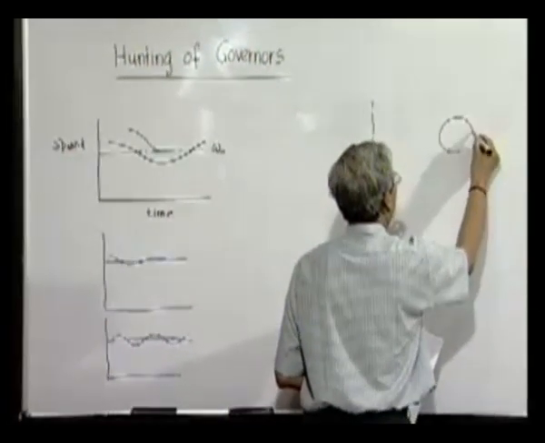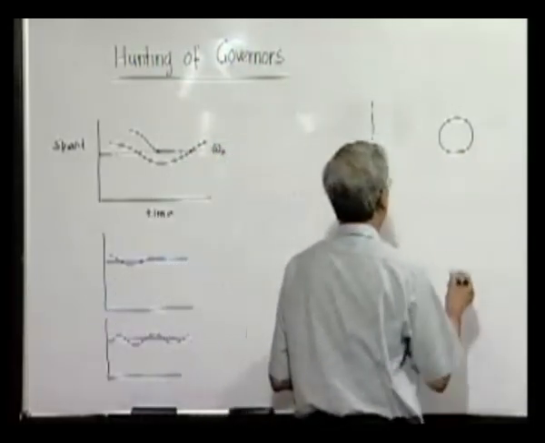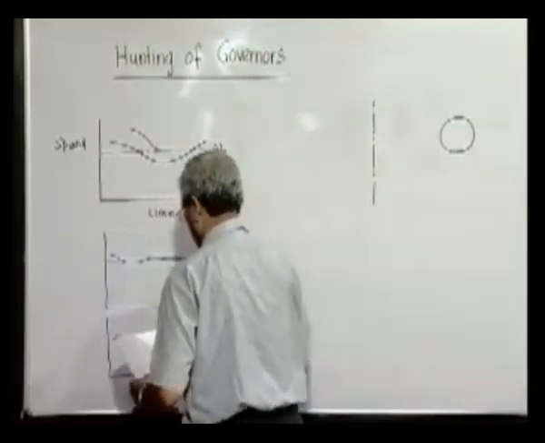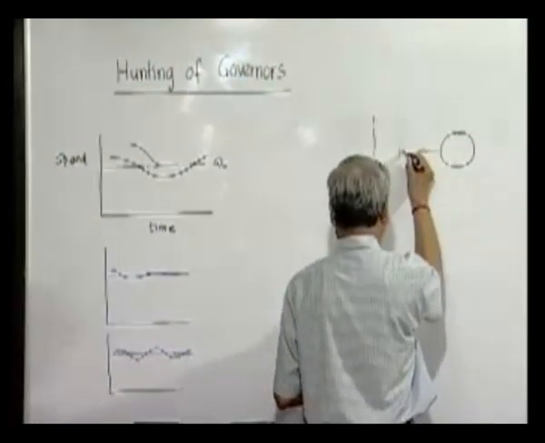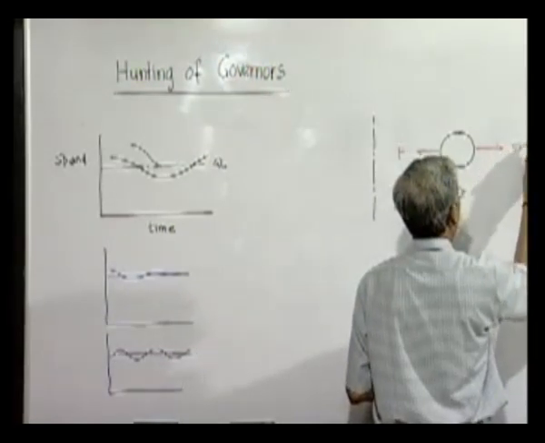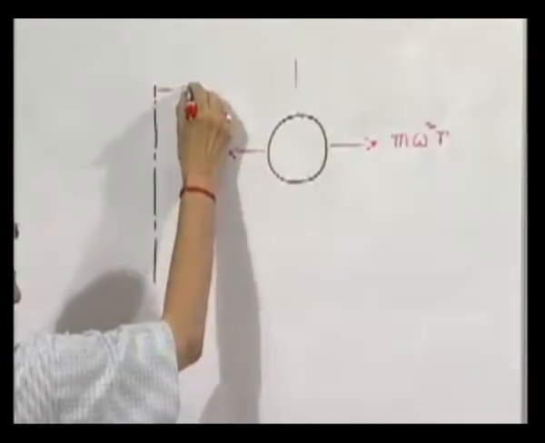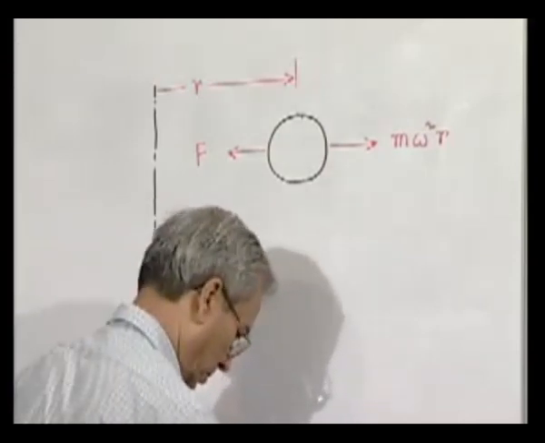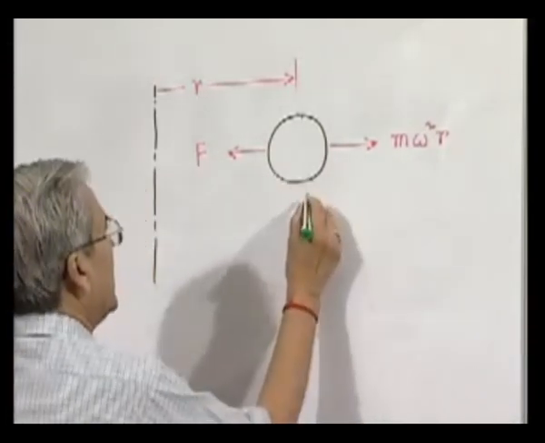So this is the spherical ball, and the forces are, as we have seen, that in the equilibrium position, this is F and this is m omega square r, this is r. Now, say due to some disturbance it has shifted here.